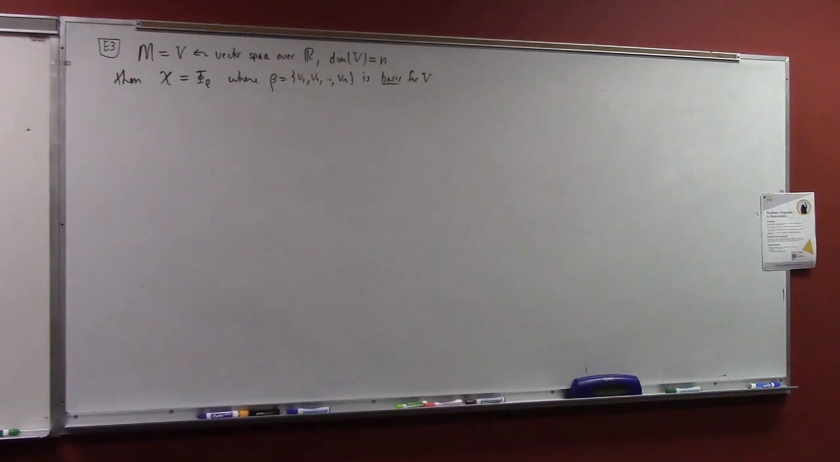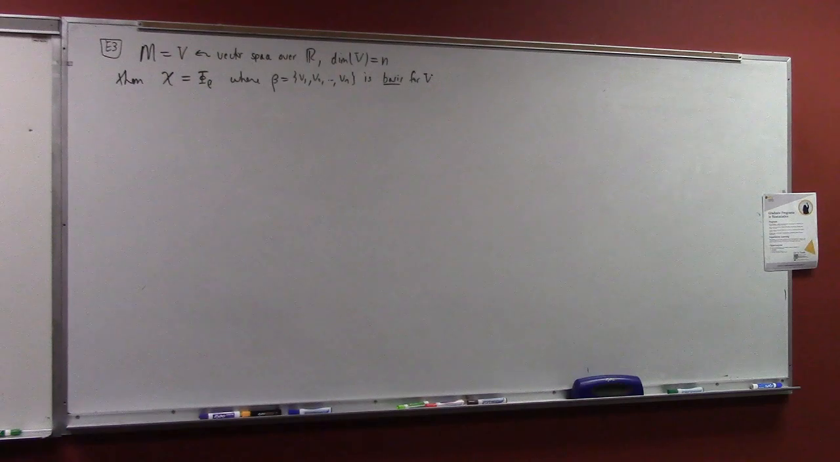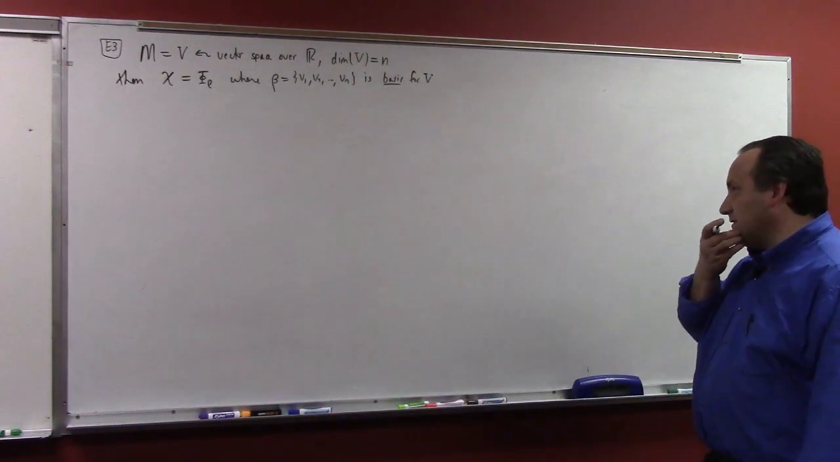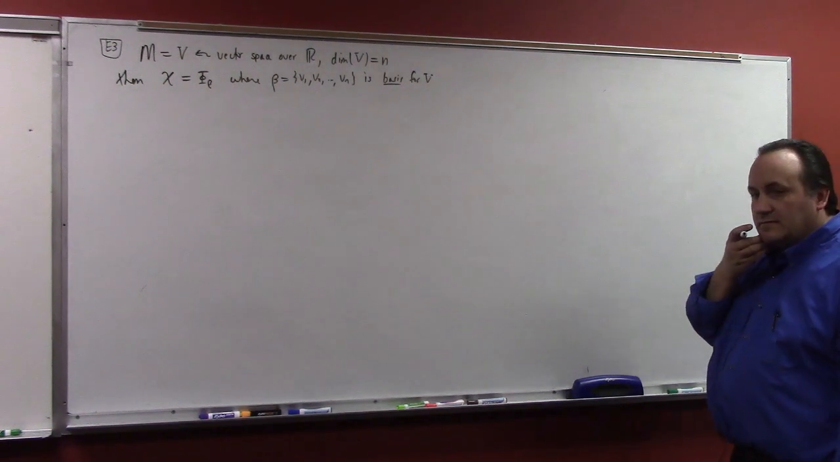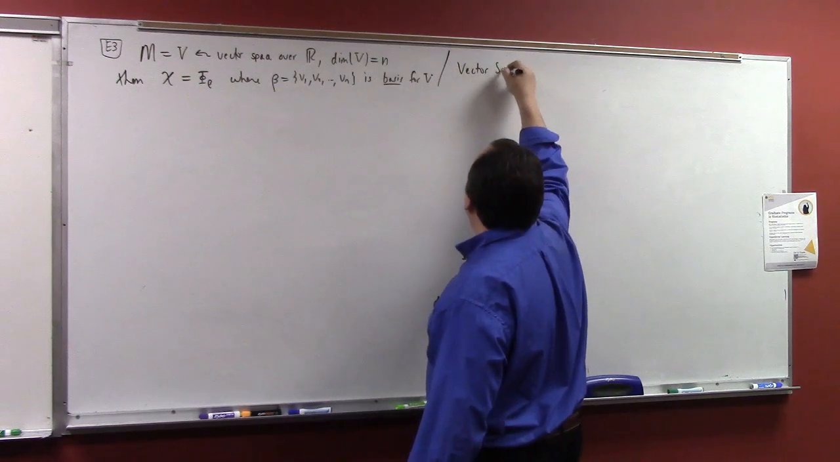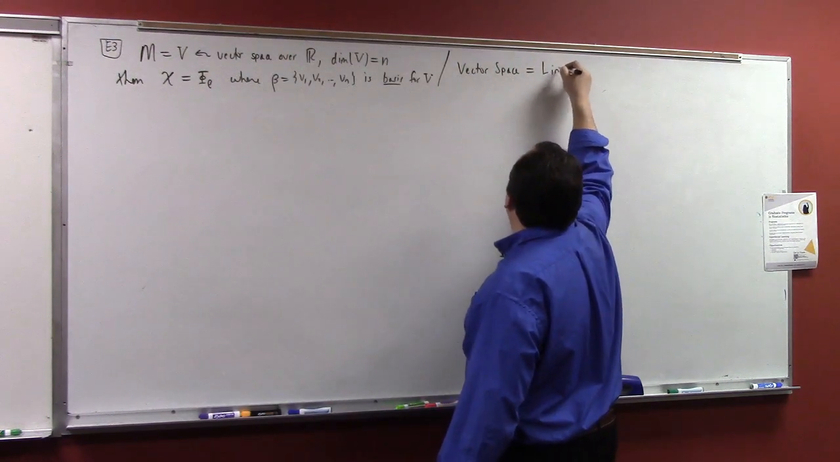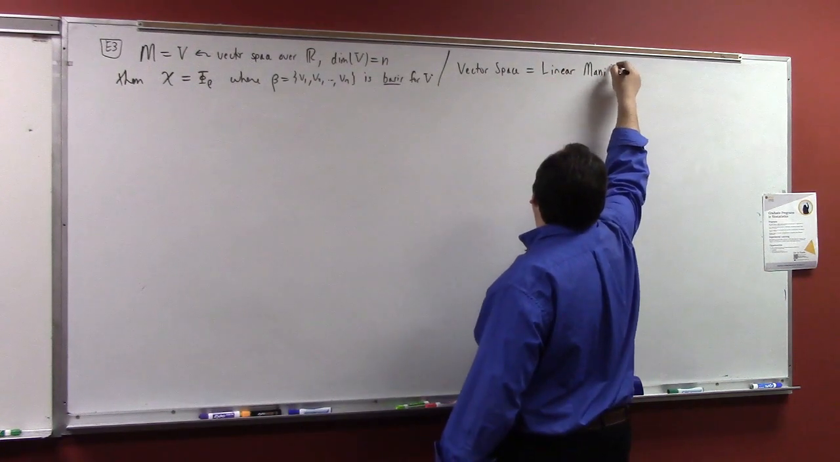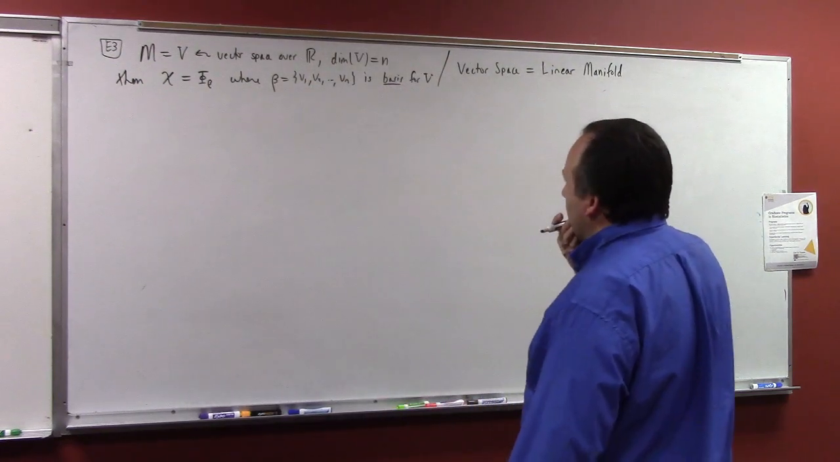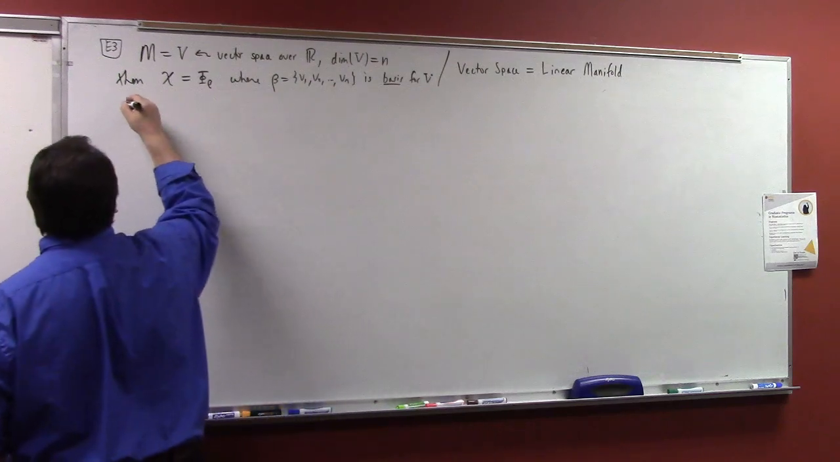A vector space, especially in Russian literature, is called a linear manifold or a linear space. And an abstract vector space is really the prototype of what a manifold is. So to really understand a manifold, you need to first understand linear algebra in the abstract way. A vector space is a linear manifold.